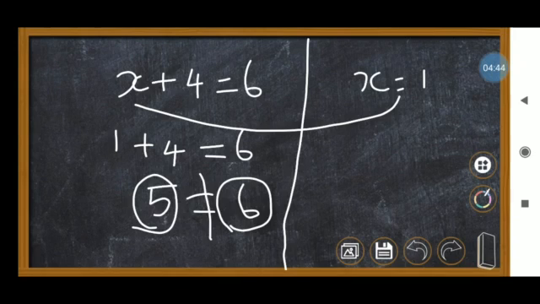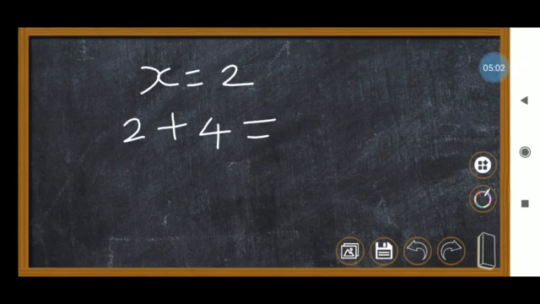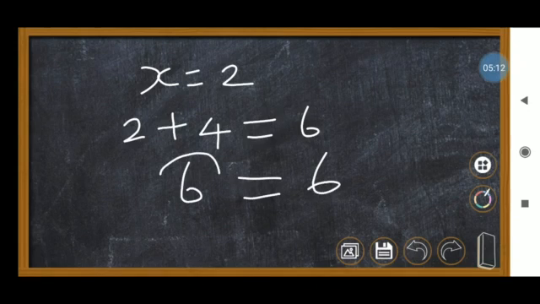Next, instead of x you have to take 2. For x equal to 2, you replace it: 2 plus 4 equals 6. Am I right? Instead of x, you replace the value 2. So 2 plus 4 equals 6, and here also 6. Now if you look, the left hand side and the right hand side are both equal.